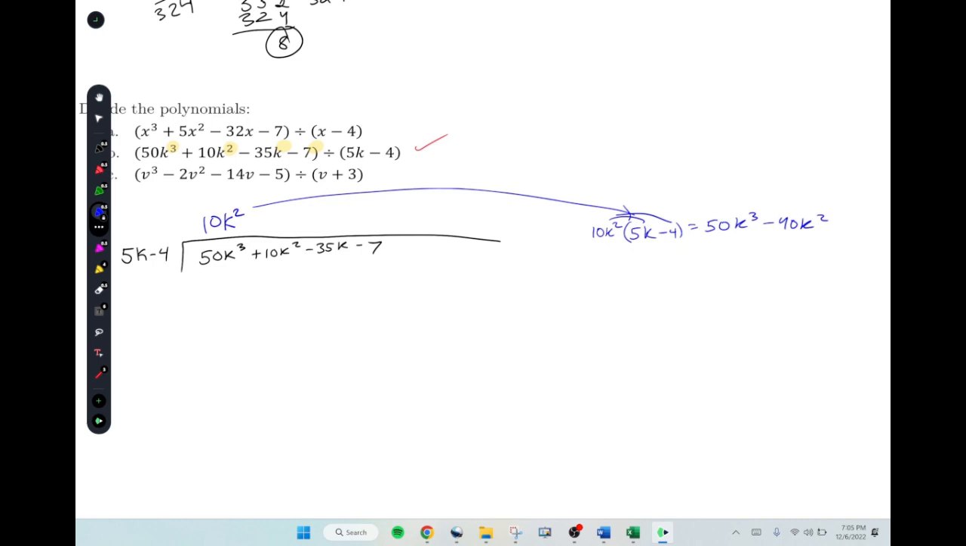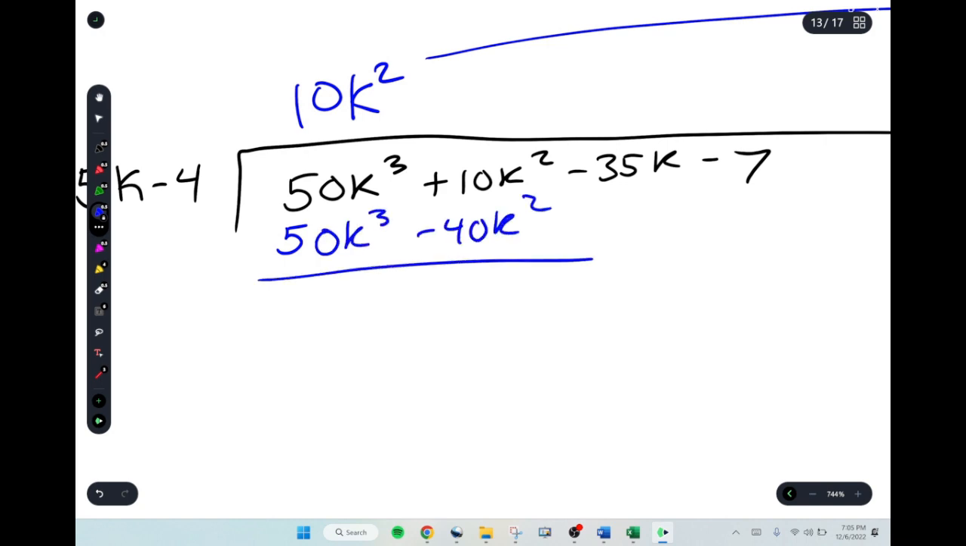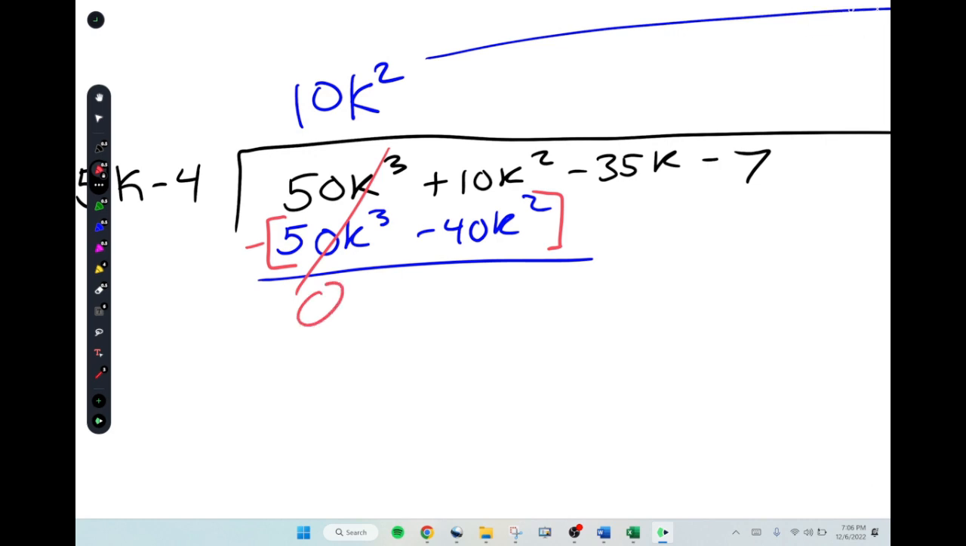Hop over here and write it underneath your thing. 50k cubed minus 40k squared. And then what do we do with all that stuff? We've got to remember to subtract it. It has to be subtracted so that those cancel out and make 0, which is what we wanted.